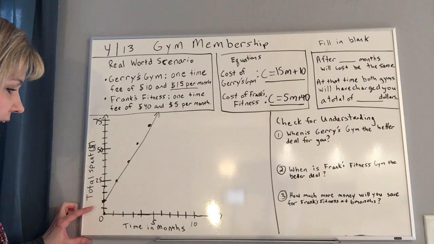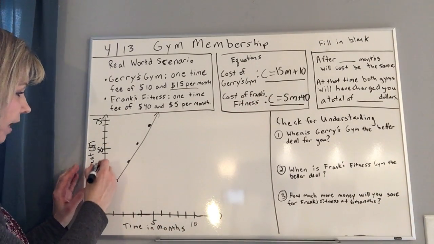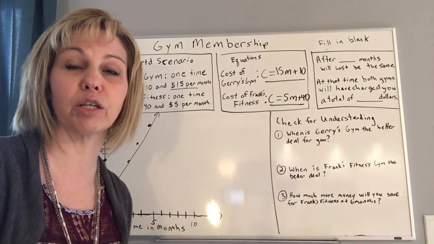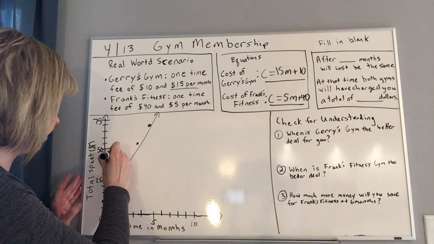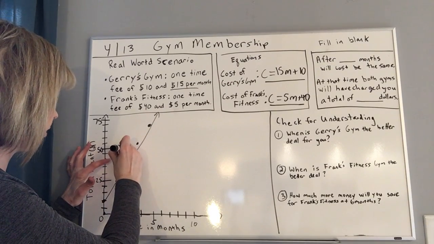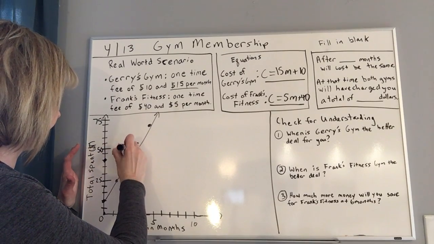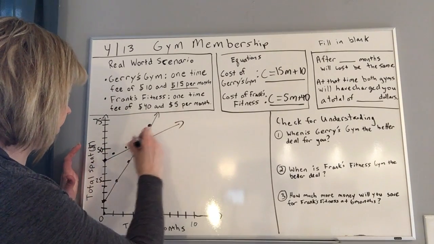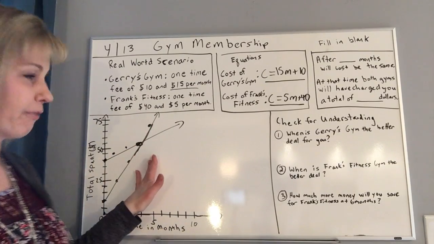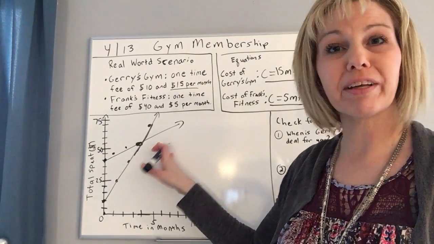Then the other one was Frank's. It starts at $40, so at 0 months, you're at $40 already. But it's only charging $5 for every month, so you're going up $5 for each month. At 1 month, you're at 45. At 2 months, you're at 50. And then 3 months should be at 55. I'm not doing very good at my scaling. Okay, so it should be right there where they intersect. My graph looks a little bit off, but this is where graphically, if you have graph paper, it's really nice.